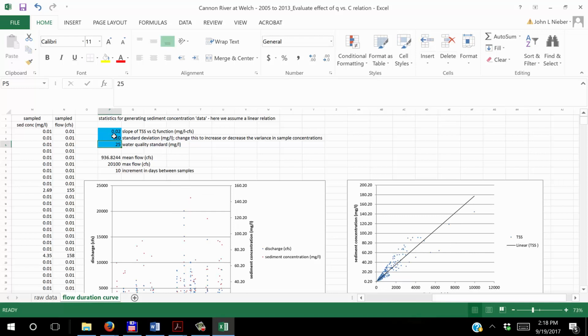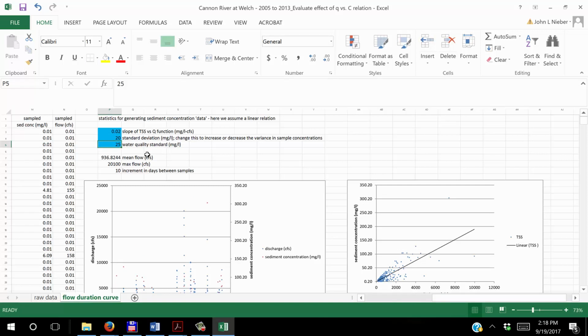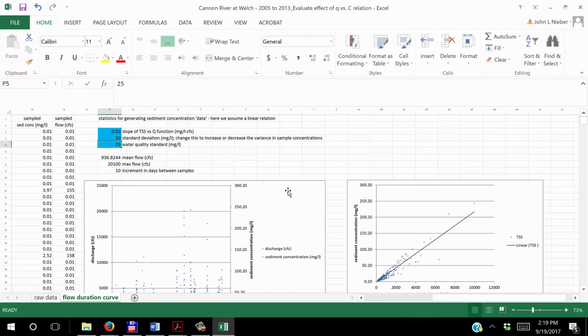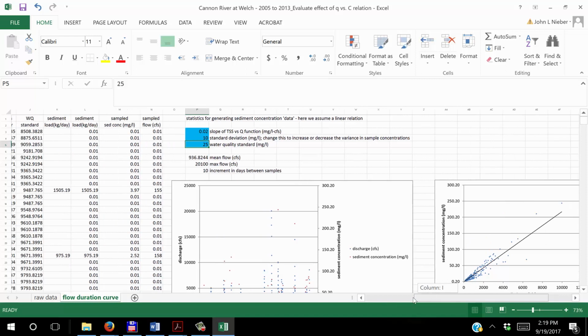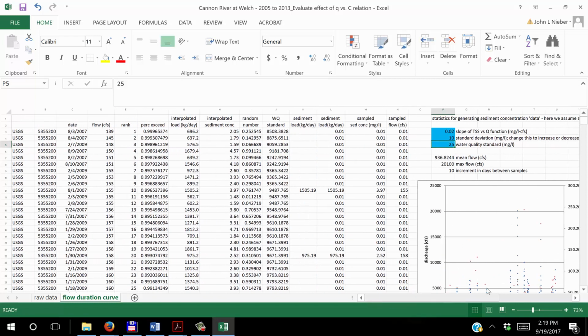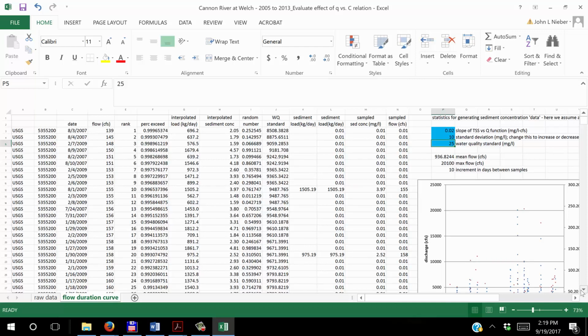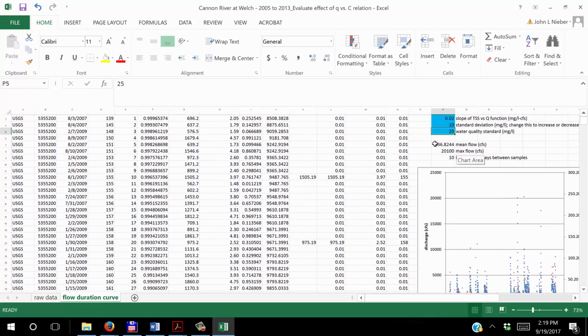Okay. And I can make this standard deviation as large as I want. Obviously, at some point, it gets worse and worse. But in the assignments that you'll do, you'll find that you will not have a perfect relationship between TSS and Q. And I'm trying to illustrate the effect of this on your load duration curve and your estimate of the loads.